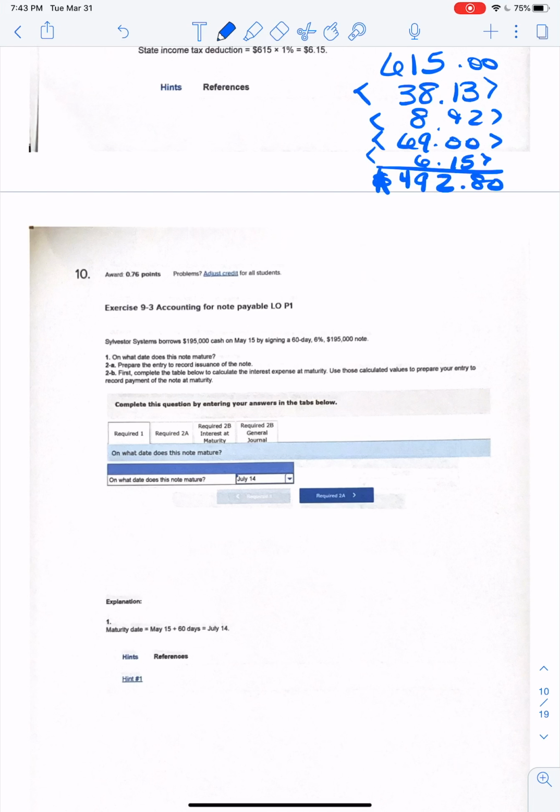So they tell me here, Sylvester Systems borrows $195,000 in cash on May 15th by signing a 60-day, 6%, $195,000 note. So on what date does the note mature? Well, that's my first question. So we have to begin on May the 15th. And while May the 15th doesn't count, we'll count 60 days after that.